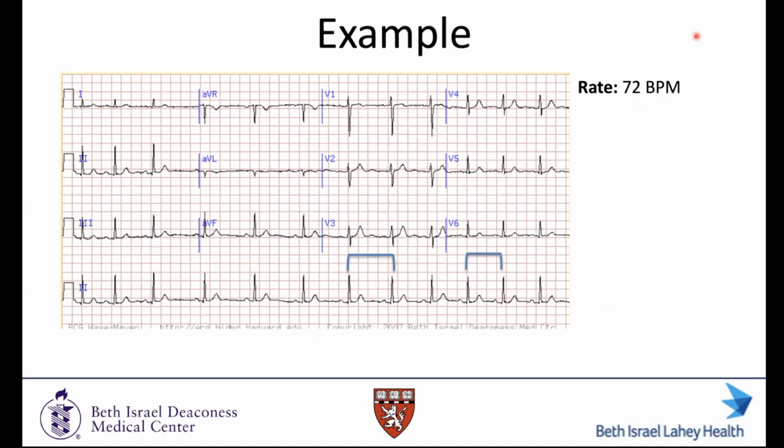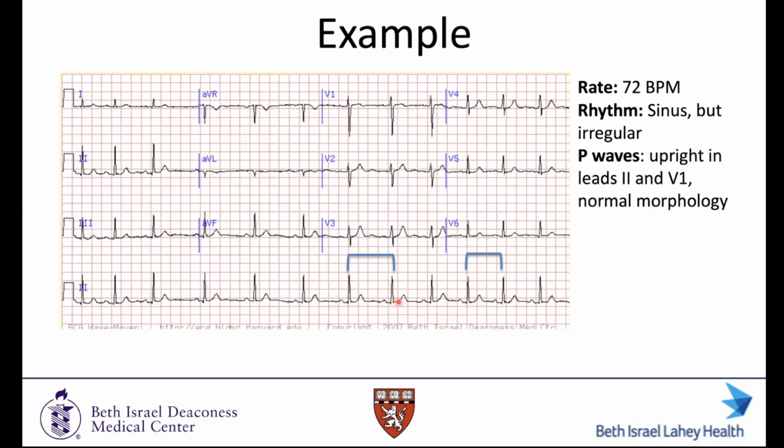If we look at our rhythm, it's kind of interesting. You see that our RR intervals here are actually not consistent with each other. So there's some irregularity, but it's still sinus. We have P waves before every QRS. Our P waves are of normal morphology. We don't see any evidence of impaired conduction from our P waves. You can also see that our PR intervals are consistent. They're less than 200, of normal length.